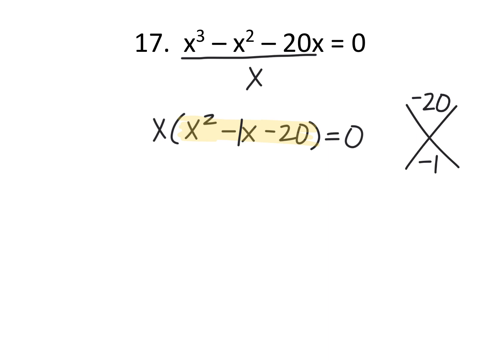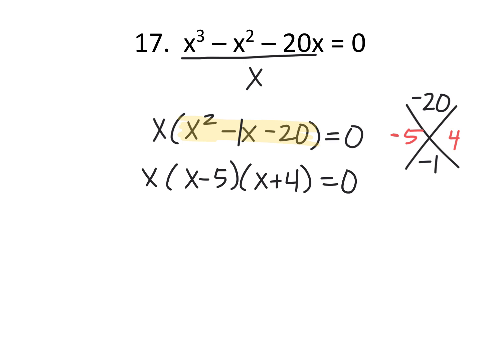Okay, so can you ponder that for a second? What are your numbers? Multiply to negative 20, add to negative 1. So make sure you got your signs in the right spot. Which number should be negative? The 5. Negative 5, positive 4. I am not going to take the long way. The a value here is 1, so we can take the shortcut. Don't have to do grouping. So x, and then it would be x minus 5, x plus 4. Again, let's keep that equal to 0 because it's an equation we have to solve.